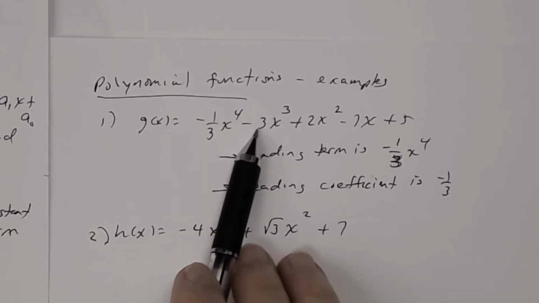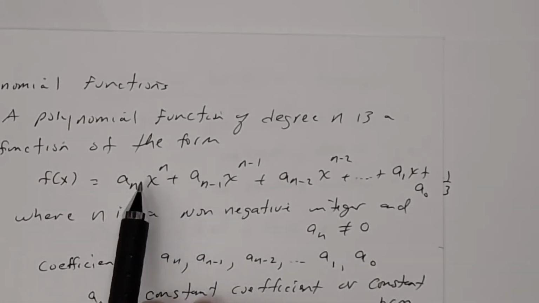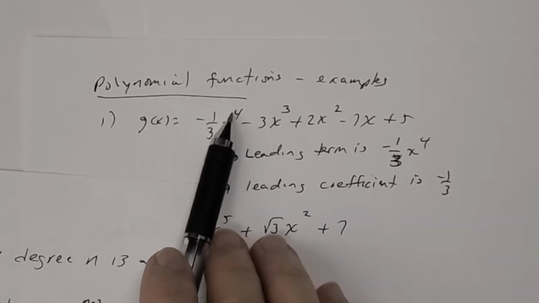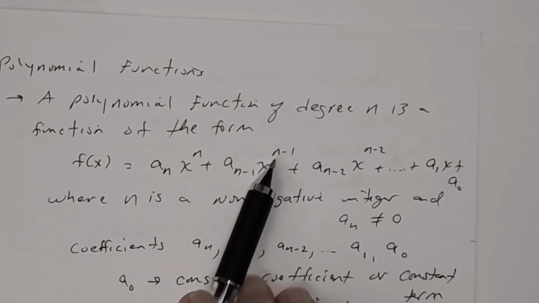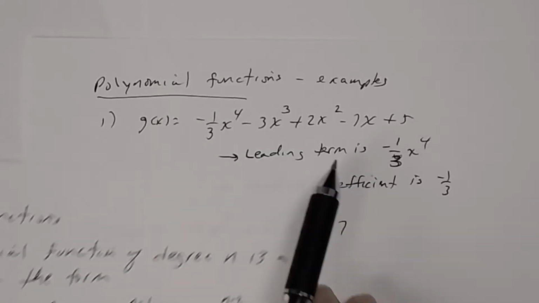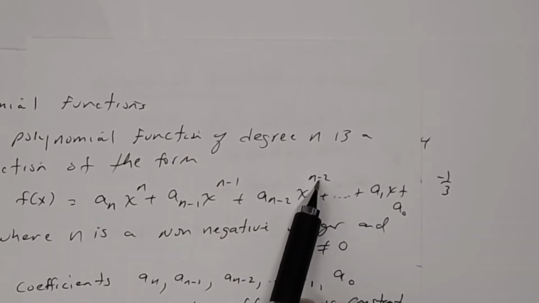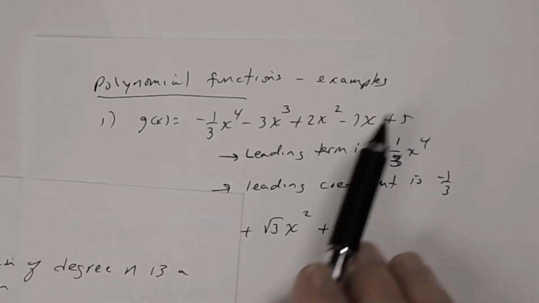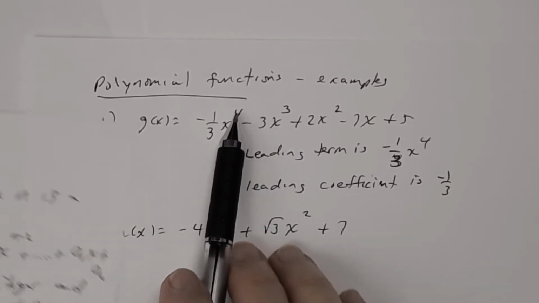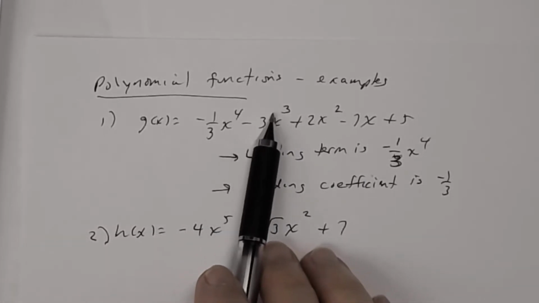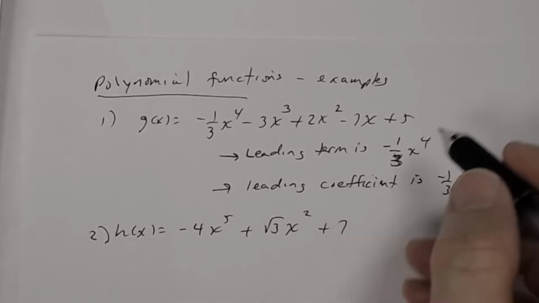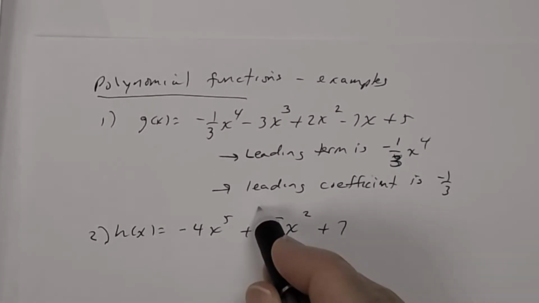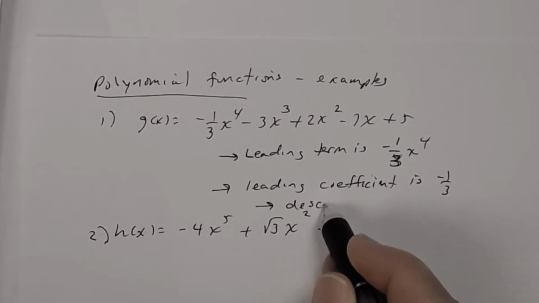That matches this terminology right here. So n minus 1. For example, n is 4, right? What's 4 minus 1? Well, 4 minus 1 is 3. What's 4 minus 2? Well, 4 minus 2 is 2. And then you have your next one, which is 1, and then 0. So if you look at this, it is also in descending order. So notice that the polynomial g of x is in descending order.